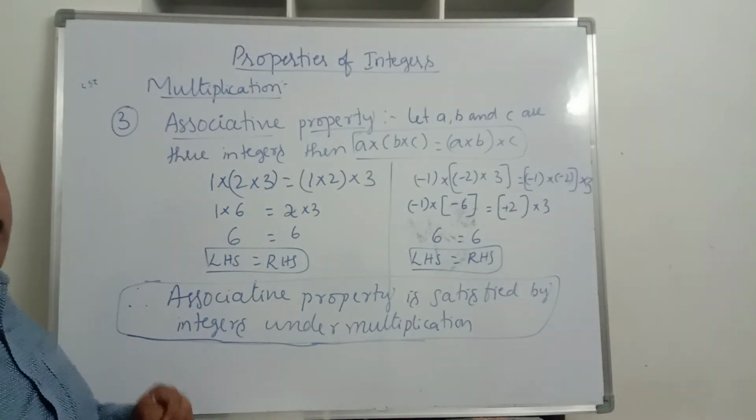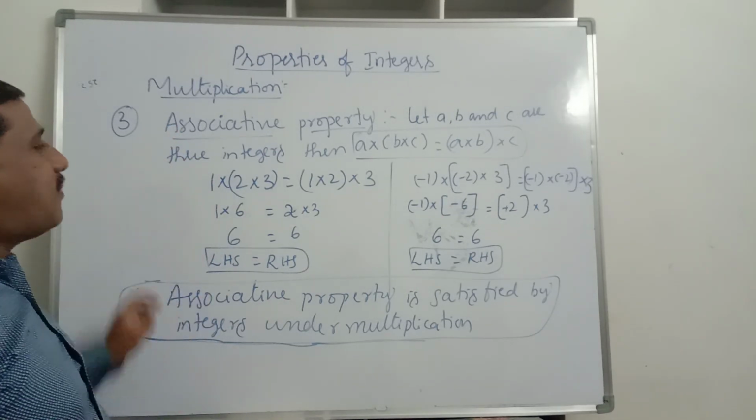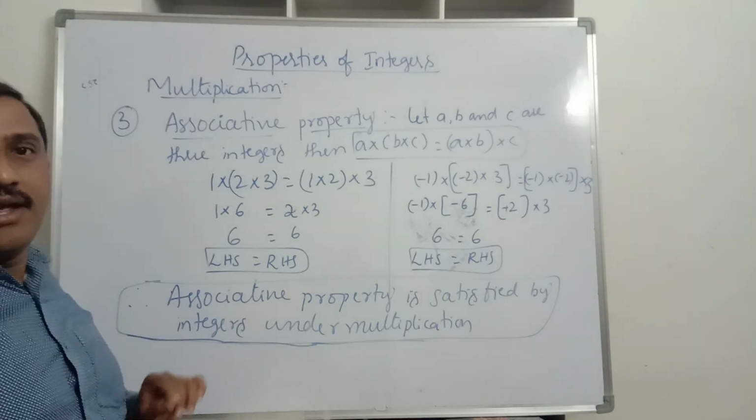So we have studied so far three properties: closure property, commutative property, associative property. Is it clear, children?